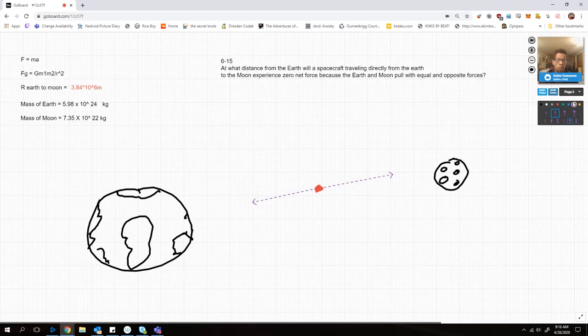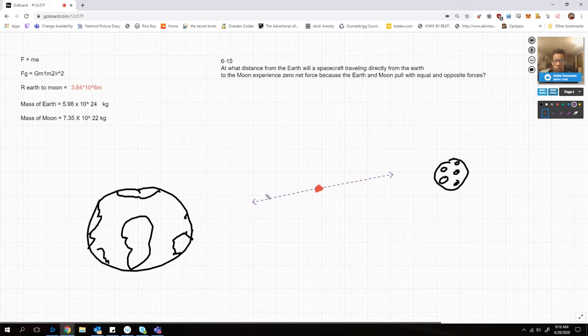The thing here to realize is that this point isn't going to be just directly in the middle because the Earth and the moon have different masses. So if we think about it really logically, since the Earth is a bigger mass, this object has to be farther away from Earth and closer to the moon for it to feel an equal and opposite force. So the problem here is that we don't know what the distances are between the two, as we will see.